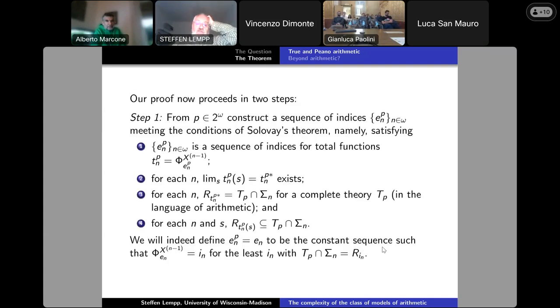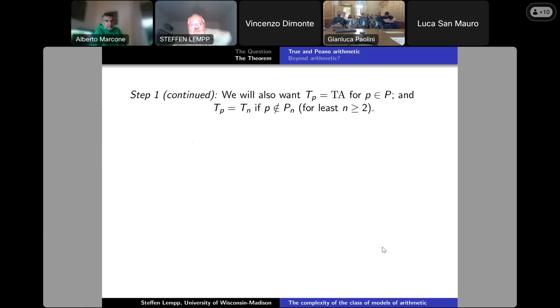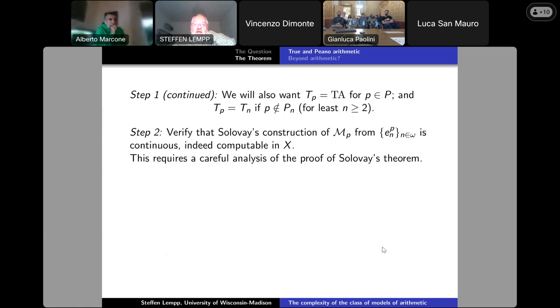And this is the first step. I should add one more thing to the first step. So we also want, of course, like I said, TP to either be true arithmetic, or we want TP to be Tn if P is not in Pn for the least n. And then the second step in the construction is to verify that Solovay's construction of MP from these indices is continuous. In fact, it's computable in X as defined before, r jump join C join P. Remember that. And that just requires a careful analysis of the proof of Solovay's theorem as presented in Julia's paper.